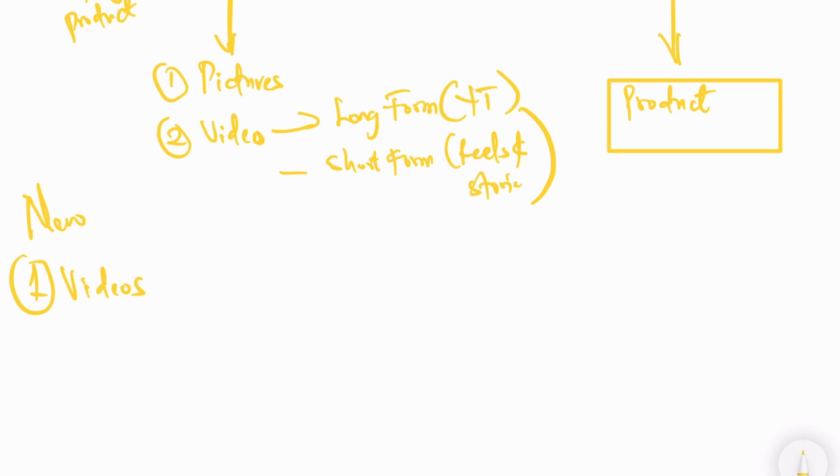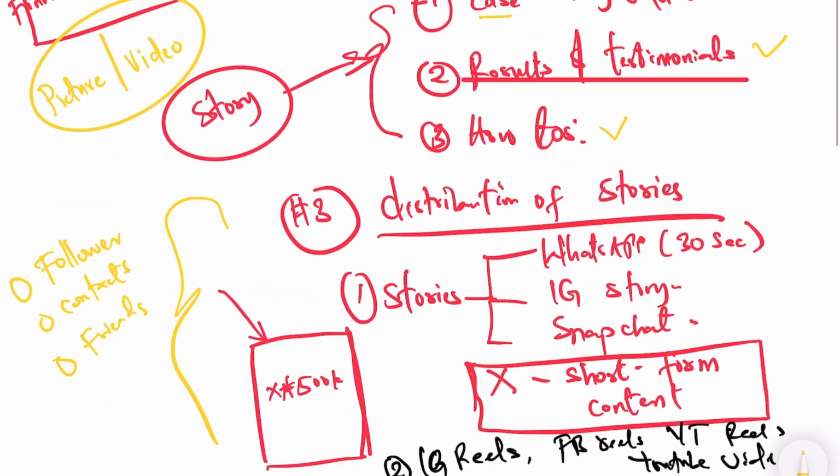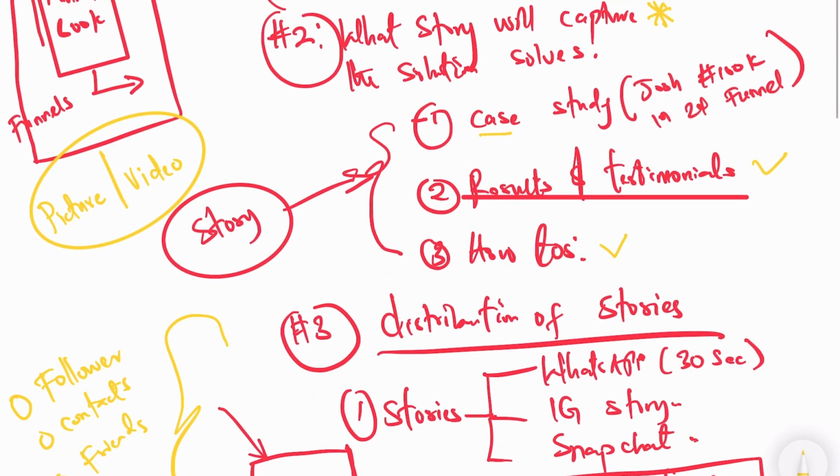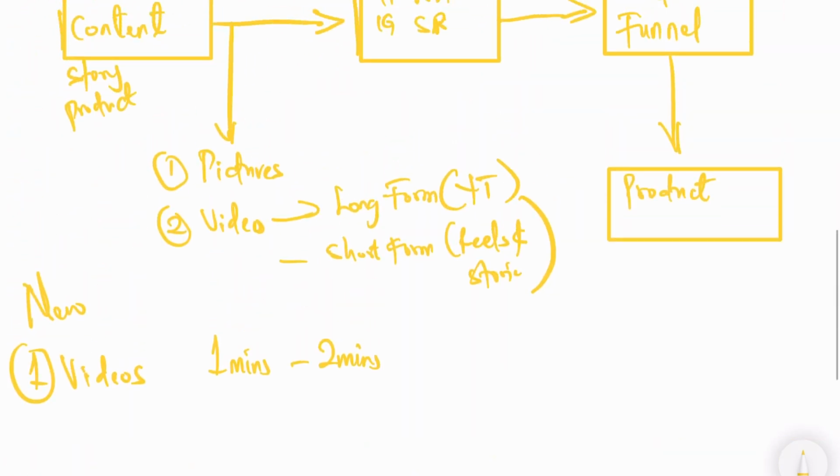So what we do is we create 1 minute to 2 minute videos, doing what? Telling the story, which is always going to be a case study, testimonial, or how-tos. You will never lack on what to talk about if you understand case study, result, testimonials, and how-tos. These are your story. Let them be wrapped around your core product. Every one of those content. Now you want to distribute it on your IG story.